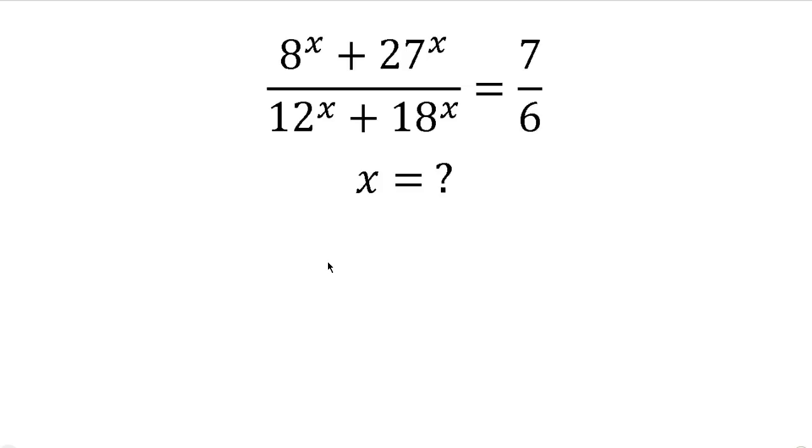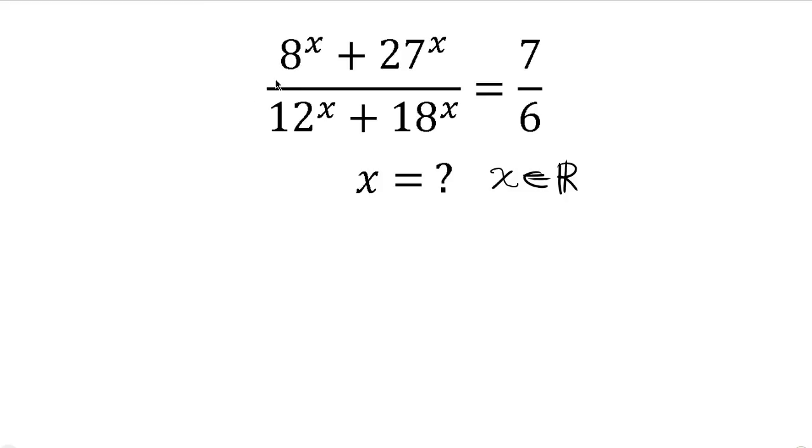Let's solve this math question that says find the values of x for which 8 to the x plus 27 to the x all over 12 to the x plus 18 to the x is equal to 7 all over 6. We have to know here that x is a real number. Now, our first step will be for us to simplify the left-hand side.